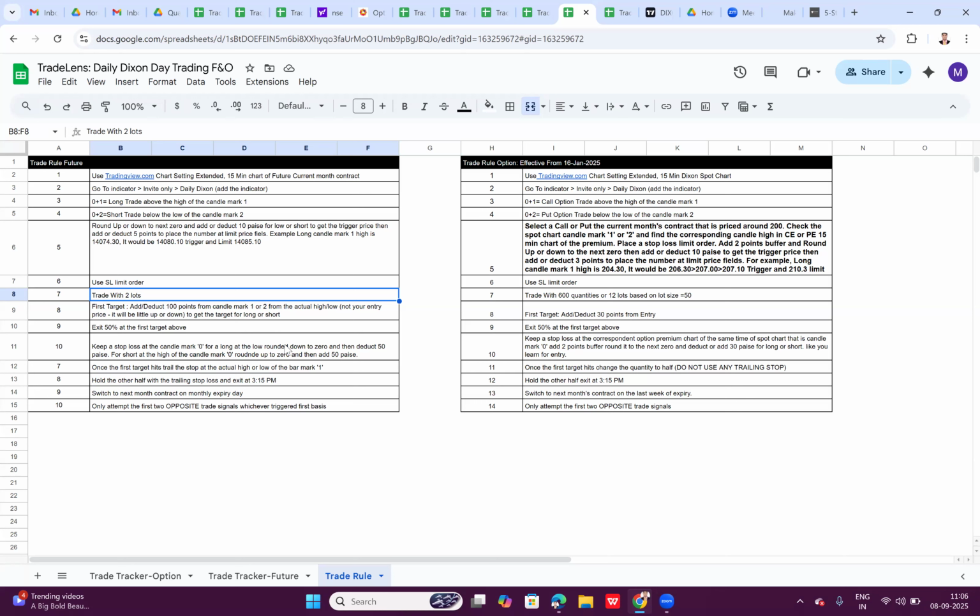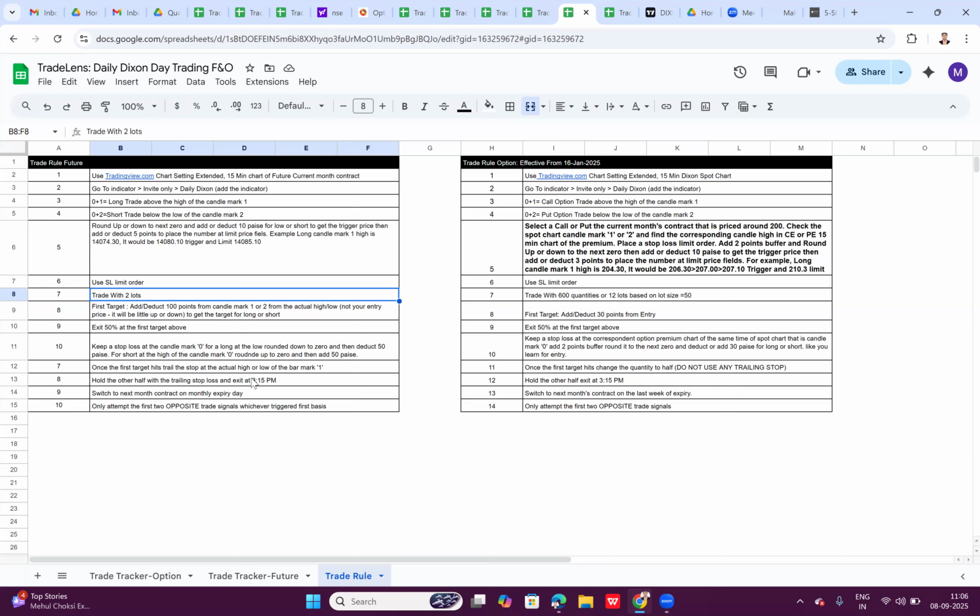Previously, in 2024, the lot size of Dixon was 100. Therefore, we started with 2 lots. But right now, the previous 2 lots are 4 lots, because previously in 2024 the lot size of Dixon was 100, but now the lot size of Dixon is 50. So 100 quantity meant 1 lot, and 2 lots meant 200 quantity, which now means 4 lots.